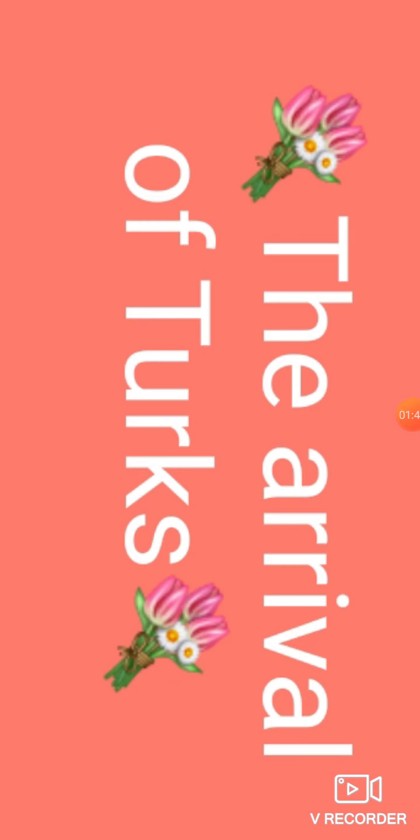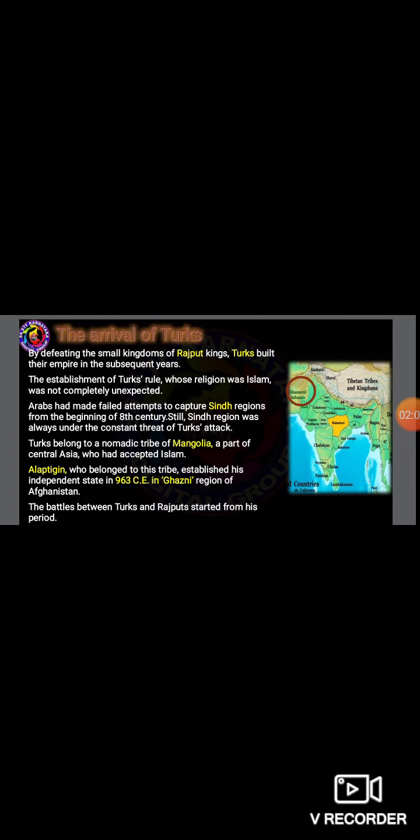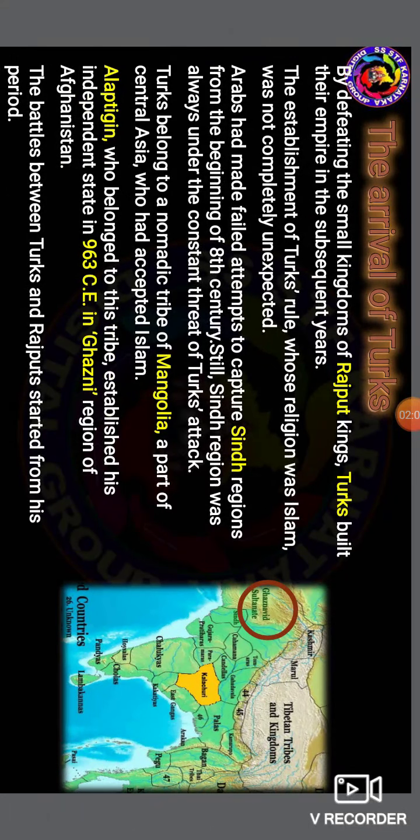By defeating the small kingdoms of the Rajput kings, the Turks built their empire in the subsequent years. The establishment of Turk rule, and the religion of Islam, was not completely unaccepted. The Arabs had failed in their attempt to capture the Sindhu region from the beginning of the 8th century. The Sindhu region was always under constant threat of Turk attacks.